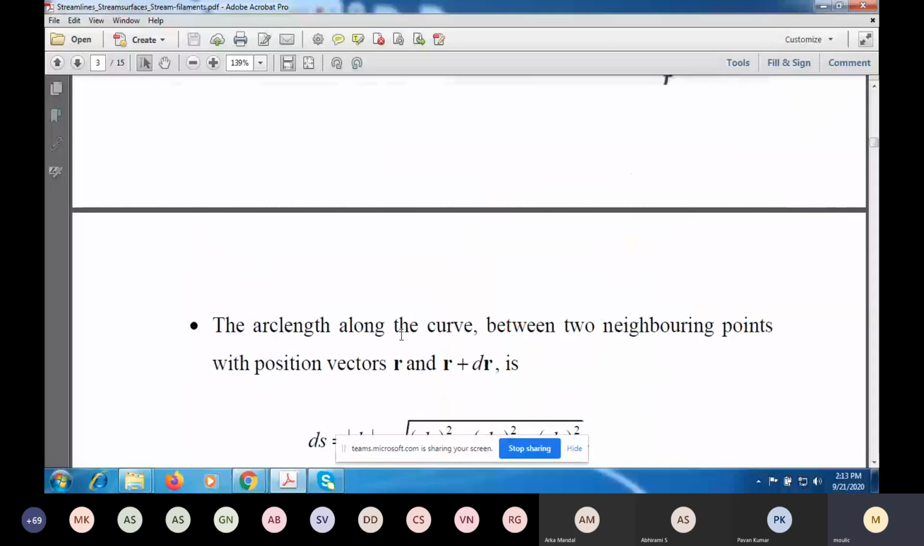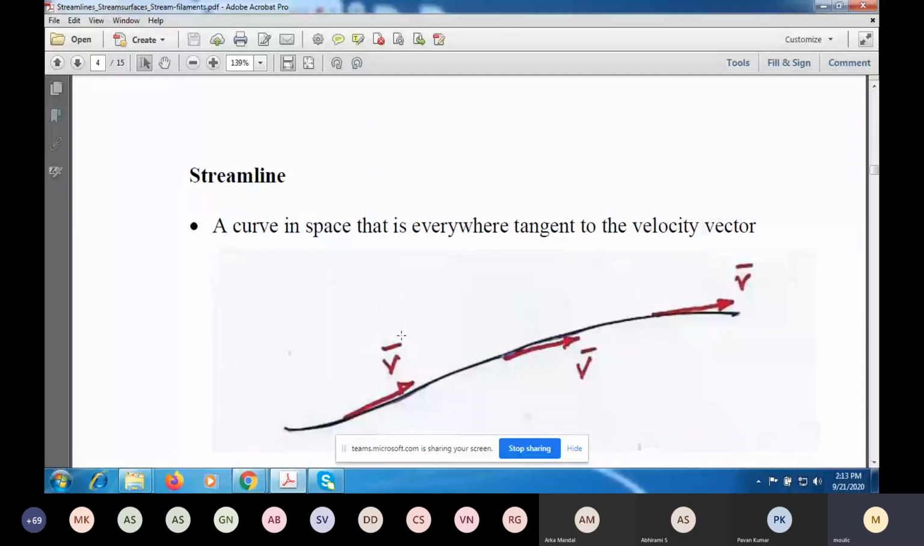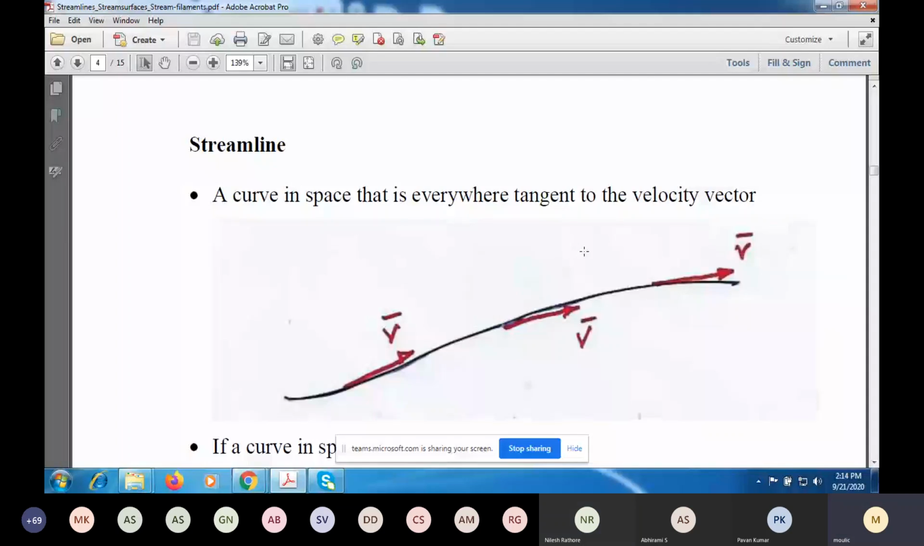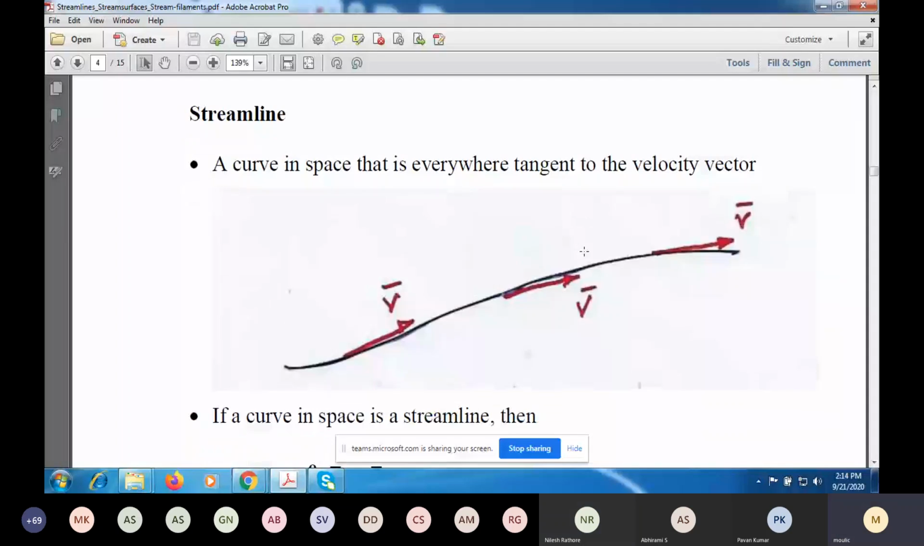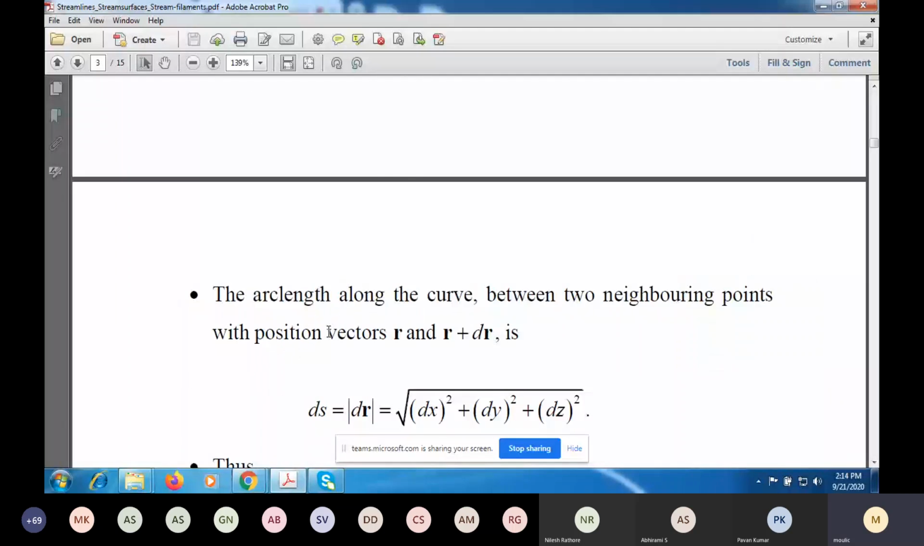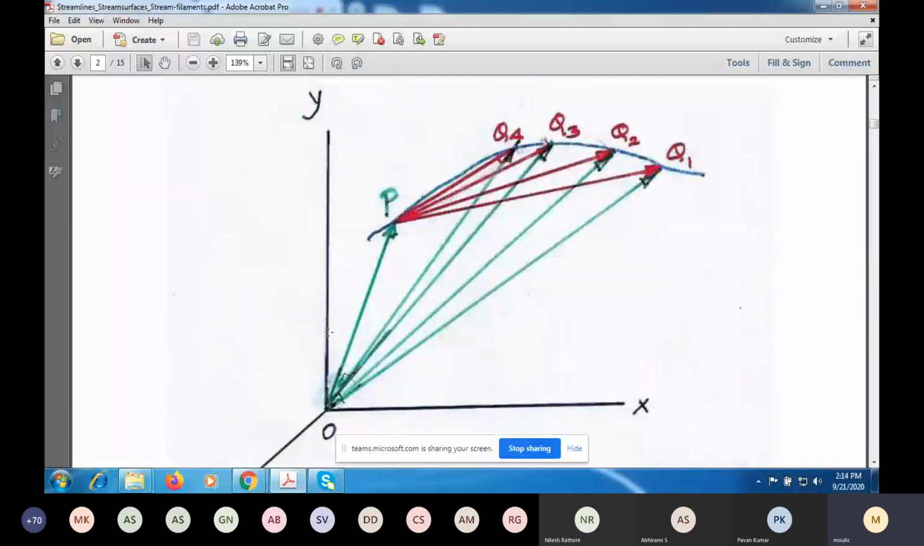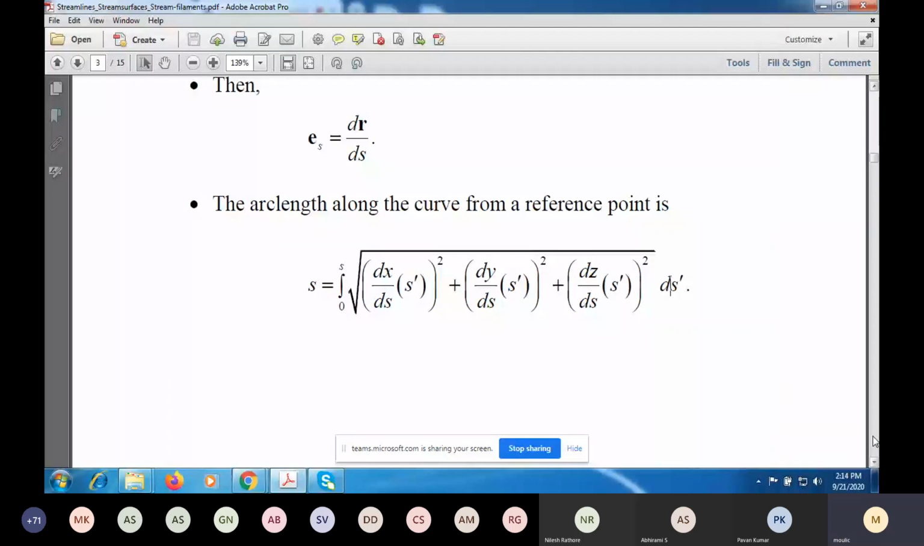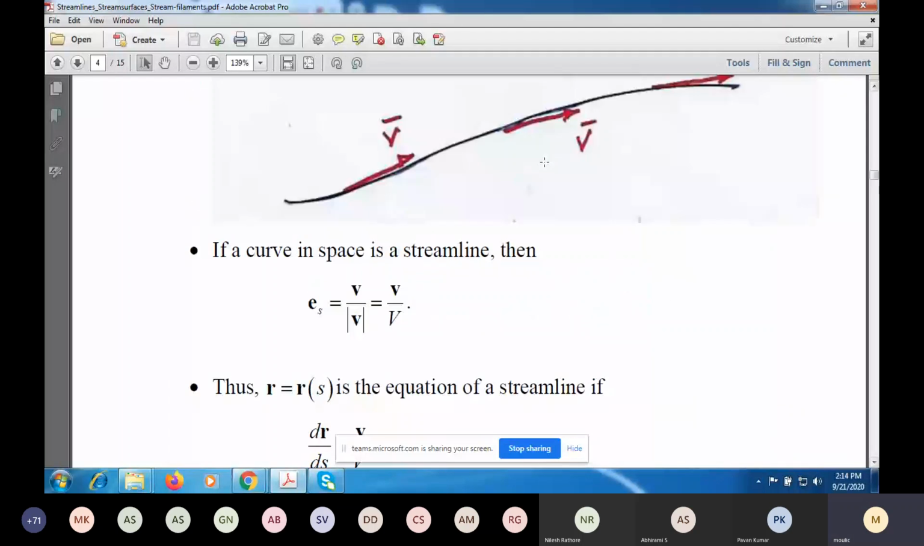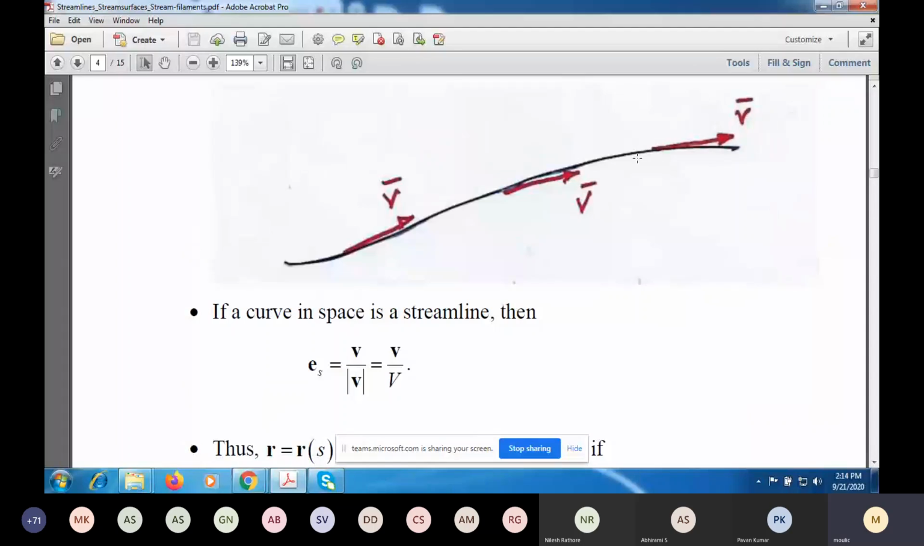Now, a streamline is a curve in space that is everywhere tangent to the velocity vector. So whatever I talked about so far is for any arbitrary curve; it need not be a streamline. If that curve is a streamline, then the tangent to the curve will be the direction of the velocity vector at each and every point.